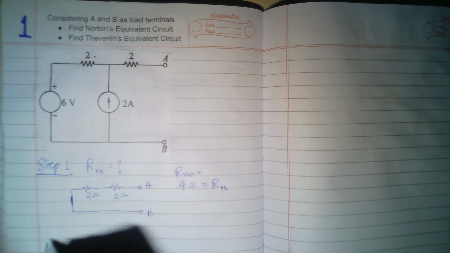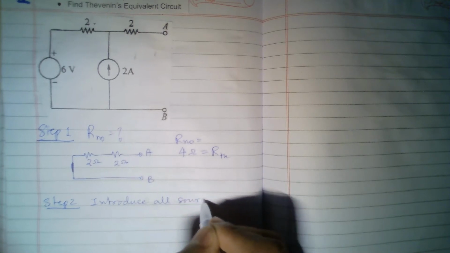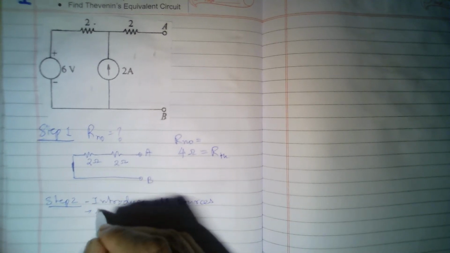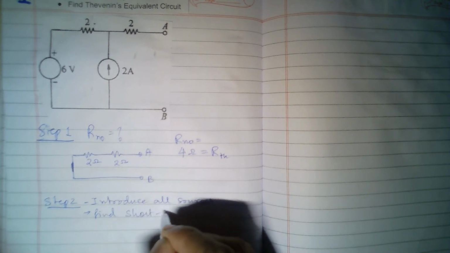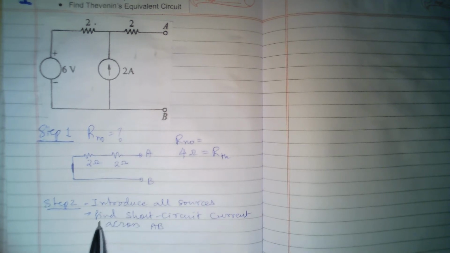Now comes the second step. In step 2, what we have to do is introduce all sources and find the short circuit current across AB. What we used to do, we used to introduce all sources and find the open circuit voltage across AB for Thevenin's theorem. The difference is now we have to find the short circuit current across AB for Norton's theorem.